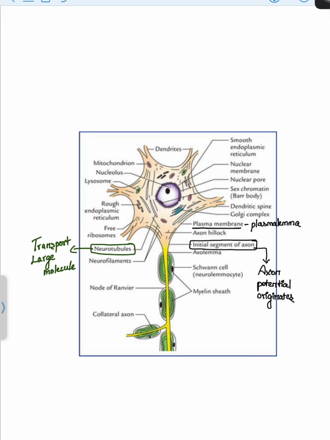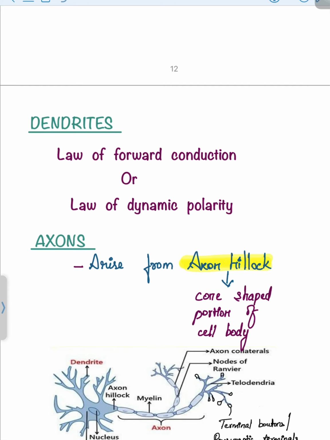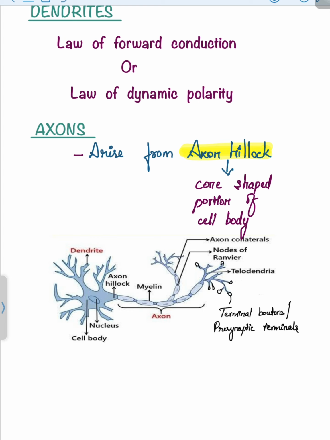Now let's discuss about axons. Axons are single extended portion of the cell body, whereas dendrites are many in number. Axons will not give many branches, but sometimes they give off branch called as collateral axon, whereas dendrites are always branched. Could you see? Right? Now, axons arise from cone-shaped portion of the cell body called as axon hillock. Could you see this cone-shaped portion of the cell body?